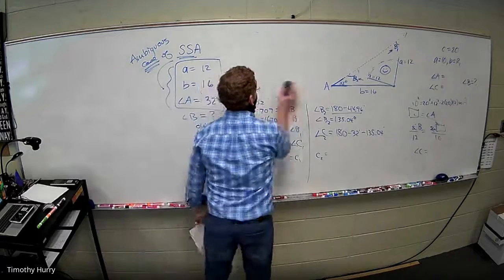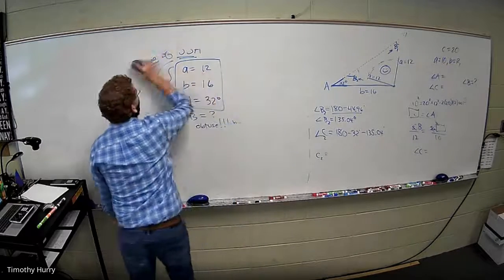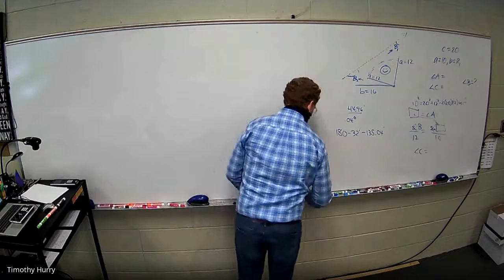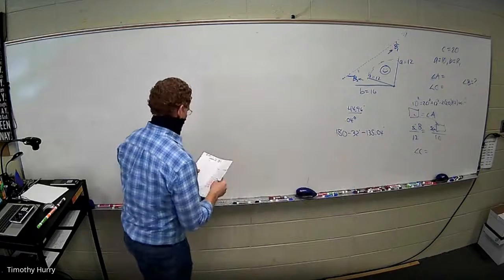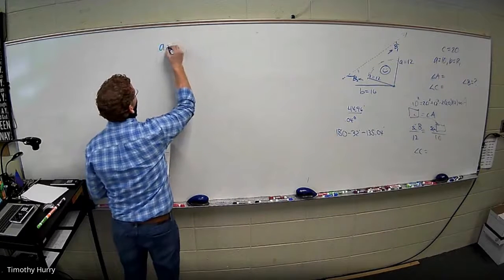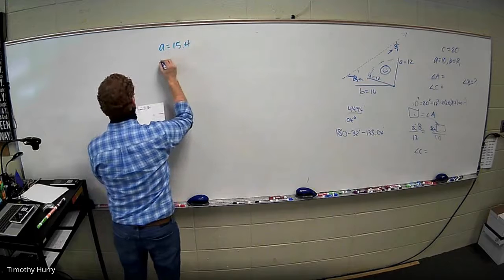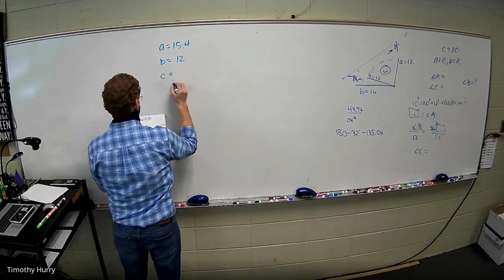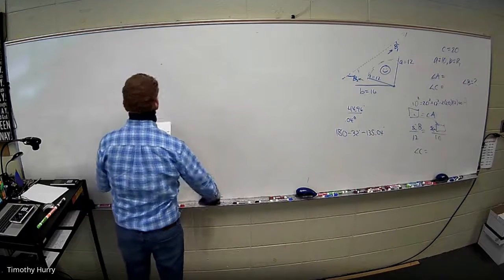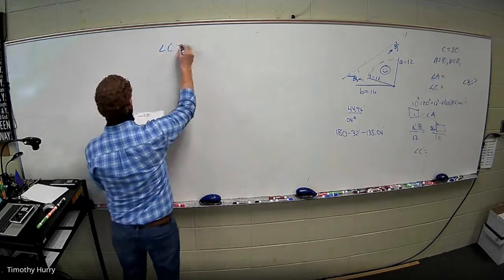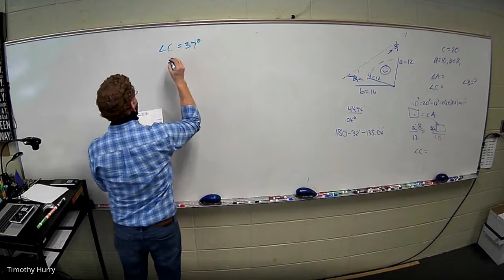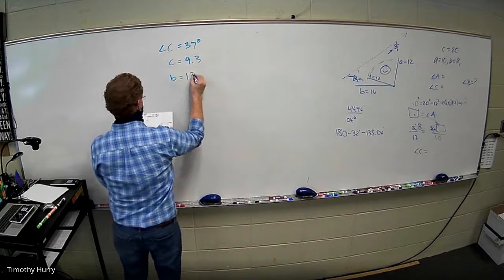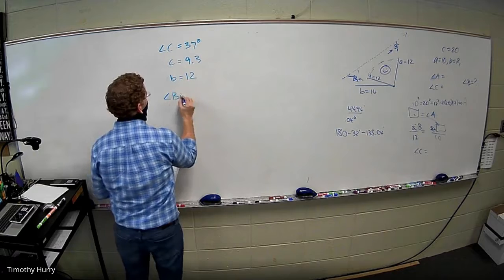See what's up here. All right, check it out. What if angle C is 37, little c is 9.3, little b is 12, find angle B.